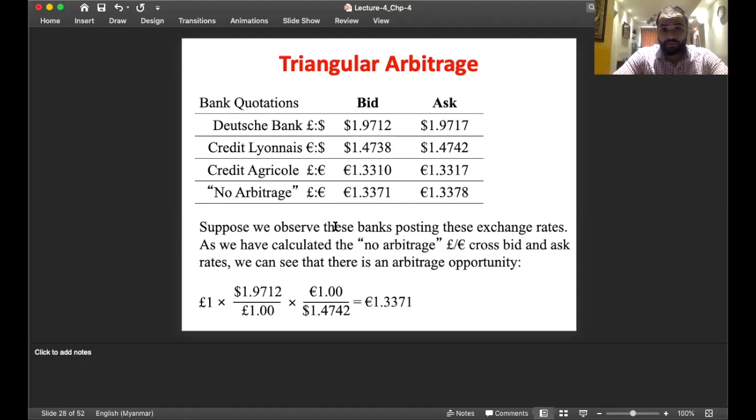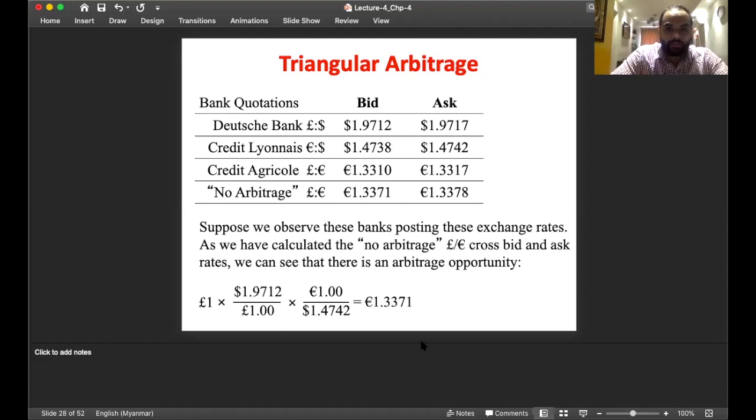So suppose we observe these banks posting these exchange rates. As we have calculated the no-arbitrage bounds, cross and bid-ask rates, we can see there is an arbitrage opportunity. Of course, that's why the exchange rates are different. But how are they different? How did we get this exchange rate? We know how to calculate this, like previously we used 10,000 to 1.337 something.